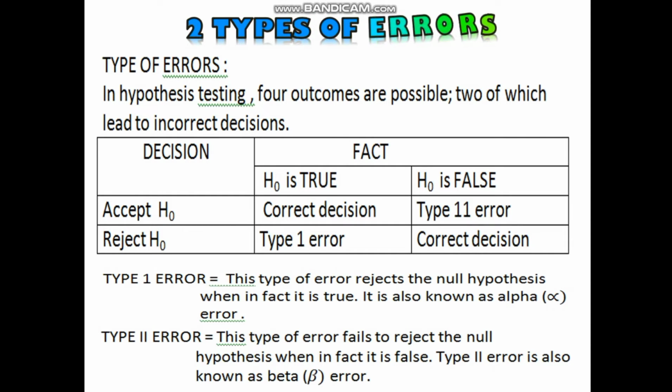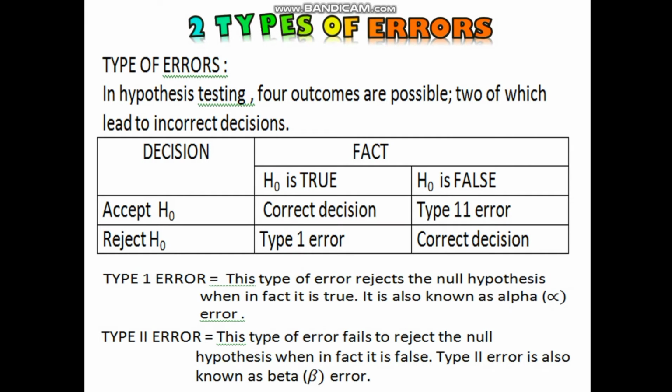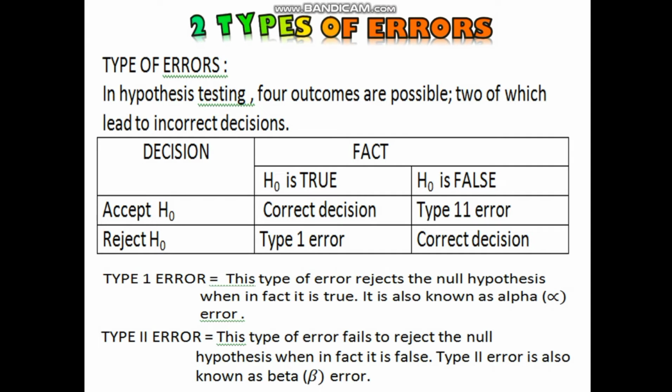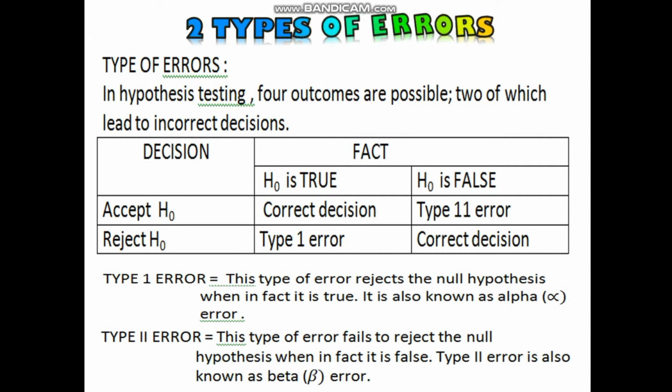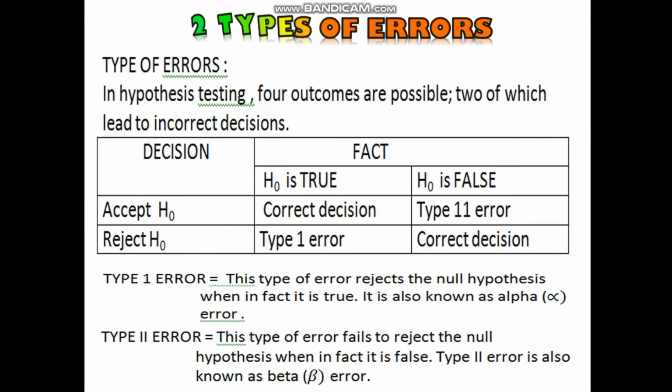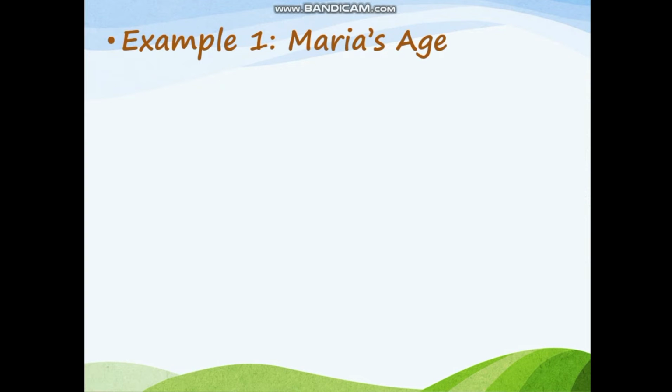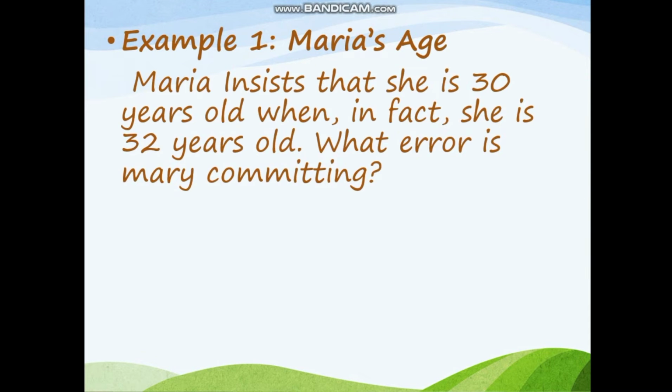Bakit? Kasi hindi naman totoo na sinusundan ka ng buwan at naglalakad yung buwan kasama mo. But, instead na i-reject mo yung notion na yon, yung statement na yon, naniwala ka pa. Takot ka pang bumalik sa bahay ninyo. Kasi akala mo talaga ay sinusundan ka nga ng buwan. So that is an example of type 2 error. Okay, let me give you a clear example of these two types of error. First, we have entitled Maria's age. Maria insists that she is 30 years old when in fact she is 32 years old.